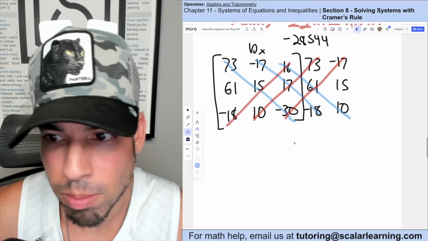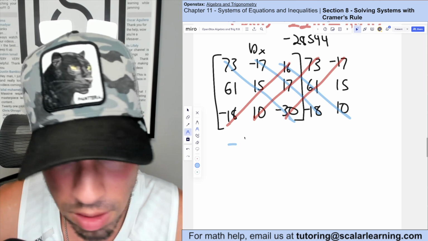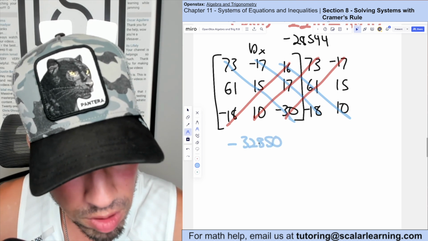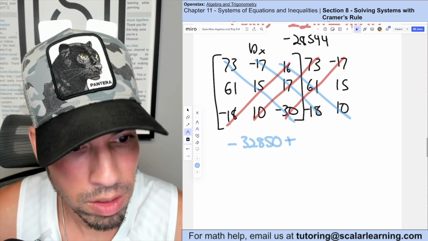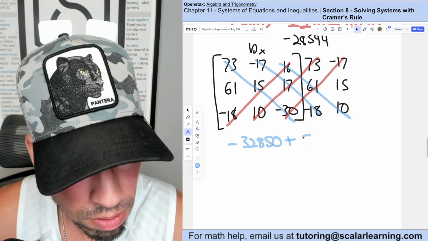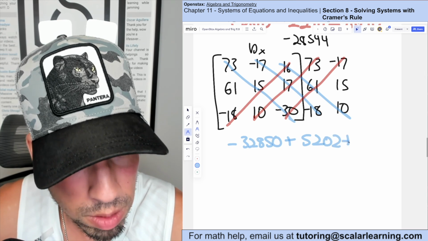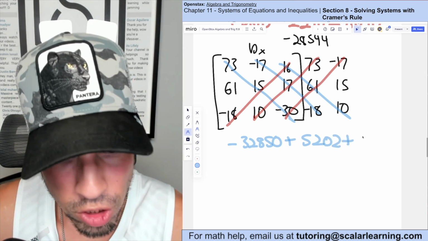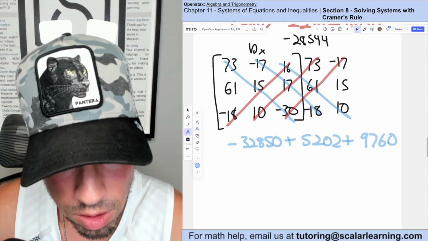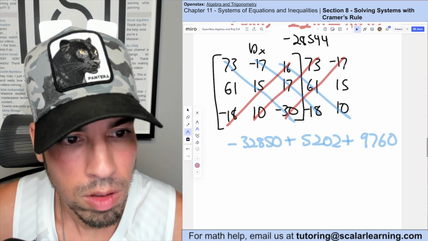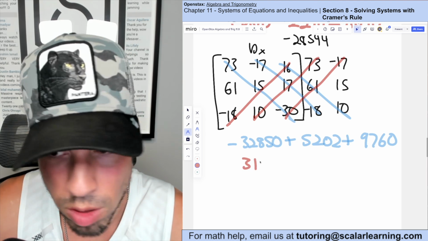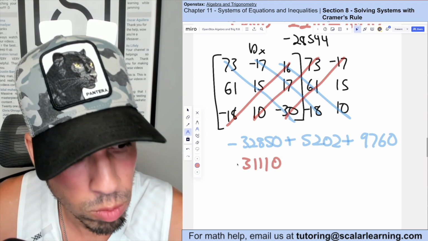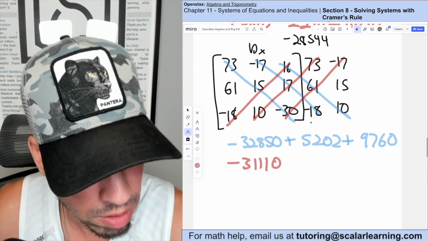So these three multiply, and we get negative 32,850 using a calculator, of course, plus 17, 17, 18. The negatives are going to cancel out, so we get positive 5202 plus these three multiplying, which is 9760. Okay, now let's do the reds. These three multiplying gives us positive 31110. But again, we're subtracting the red, so I'm going to still put a negative in front of it.